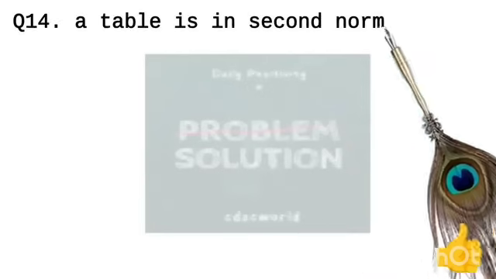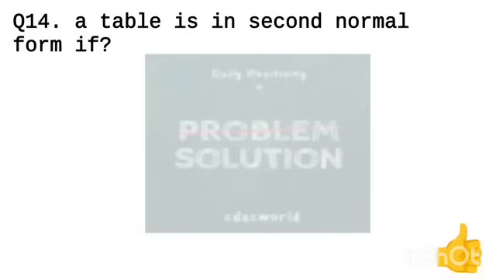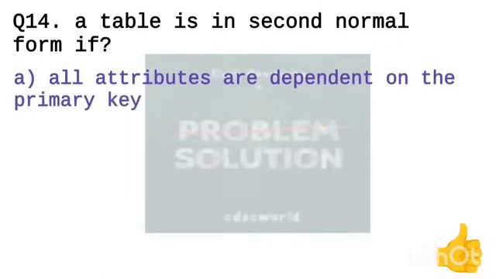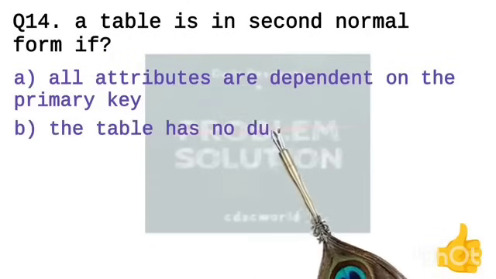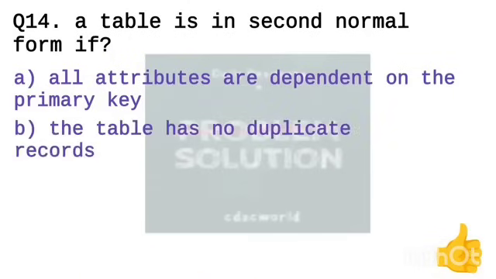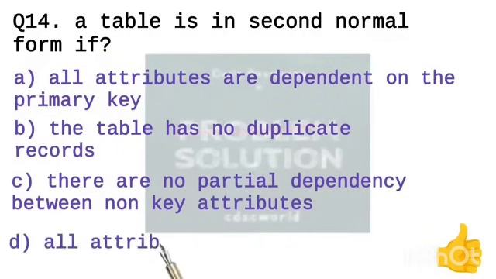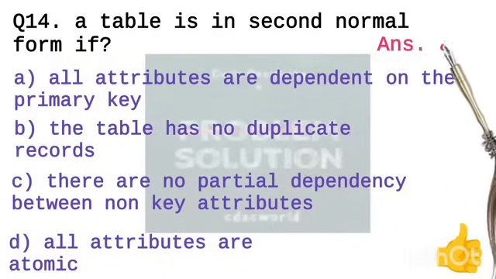Query number 14. A table is in second normal form if: option A. All attributes are dependent on the primary key. Option B. The table has no duplicate records. Option C. There are no partial dependencies between non-key attributes. And option D. All attributes are atomic. And the answer is A. All attributes are dependent on the primary key.